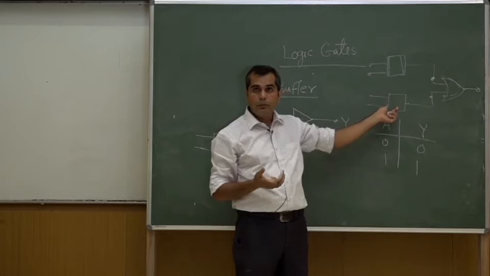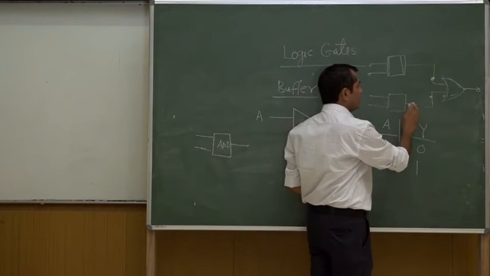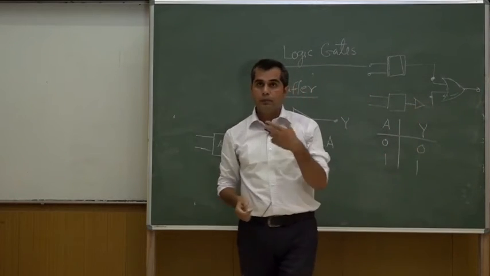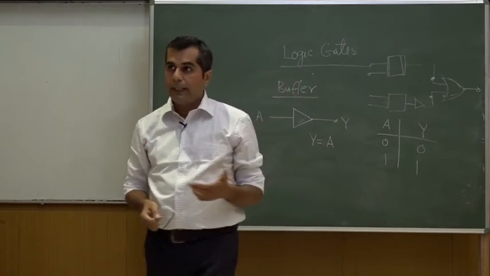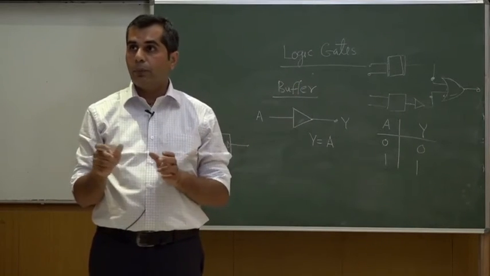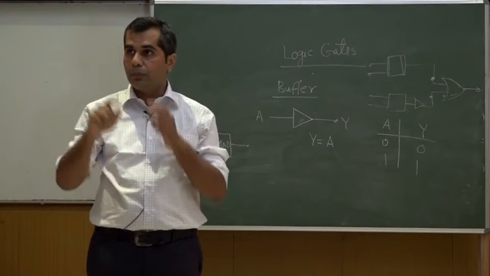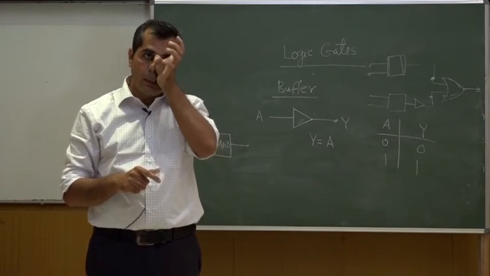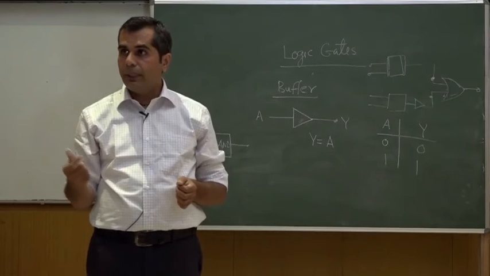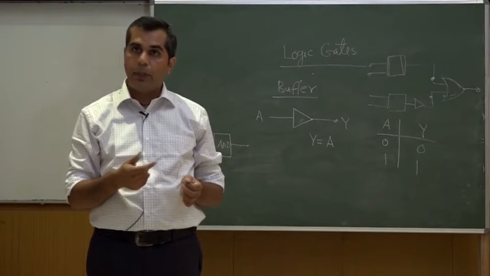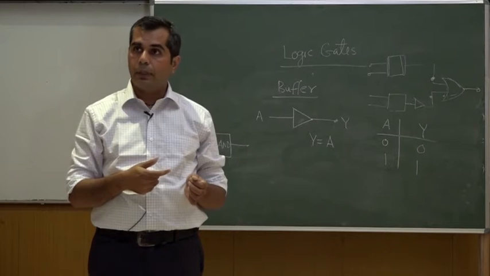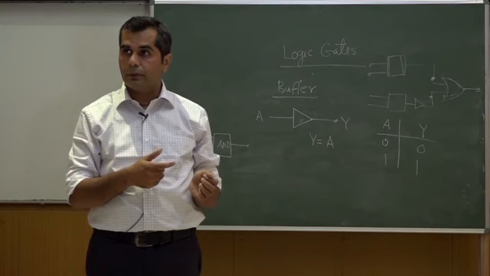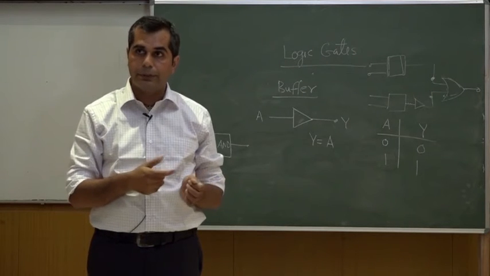So, what can we do? We can introduce some buffer here, and that buffer will create the required time delay in order to avoid this time mismatch problem. So, a buffer can produce the desired amount of delay in a circuit, apart from being used to increase the fan out of a given logic circuit or given logic state.